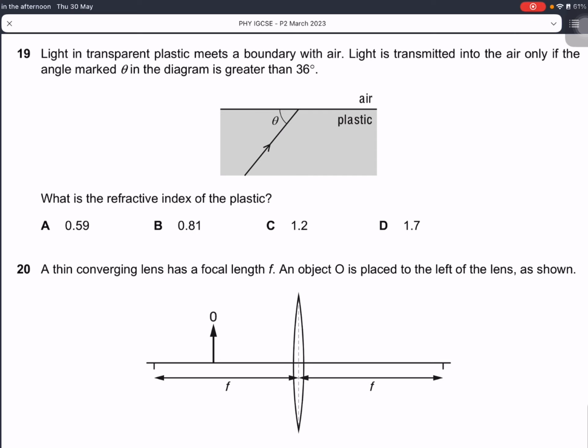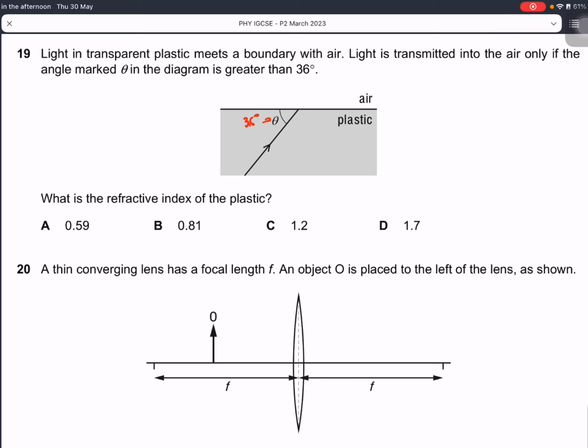See, question 19. Light in transparent plastic meets a boundary with air. Light is transmitted into air only if the angle marked in the diagram is greater than 36. Let's say it's greater than 36, then it's going to go from plastic to air. Then refraction is going to happen.